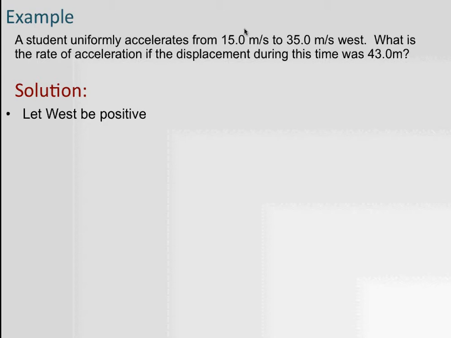So we need to write down what's given, and we get this information directly from the question. We know that the initial velocity is 15 meters per second, the final velocity is 35 meters per second, the displacement is 43.0 meters, and what we're required to find is the acceleration. The next step is to figure out what equation we're going to need to use. For this, we're going to have to take a look at our formula sheet.